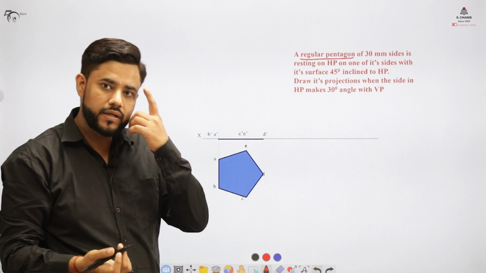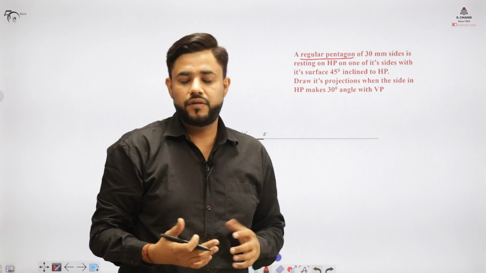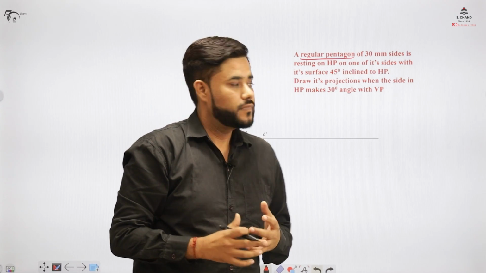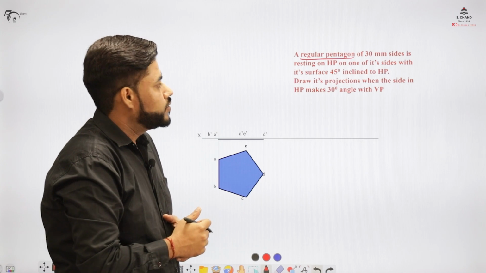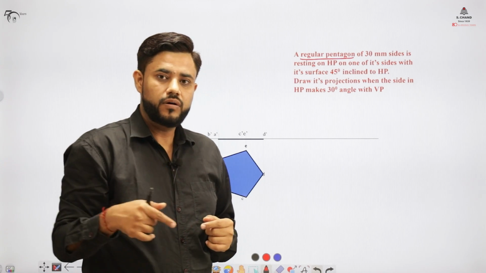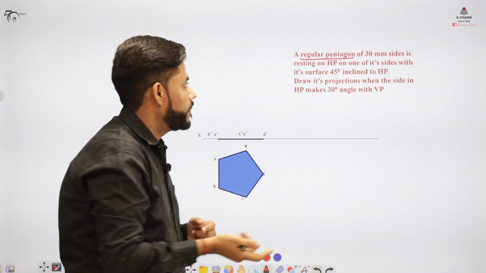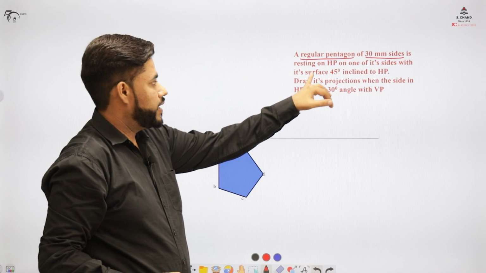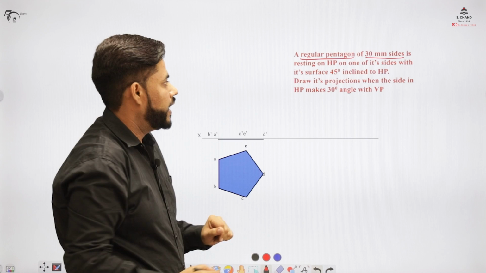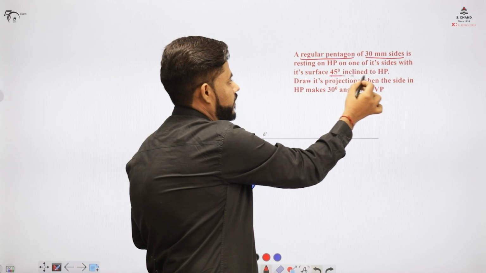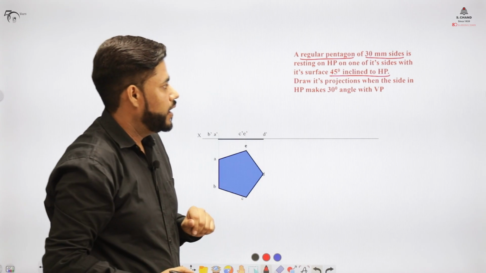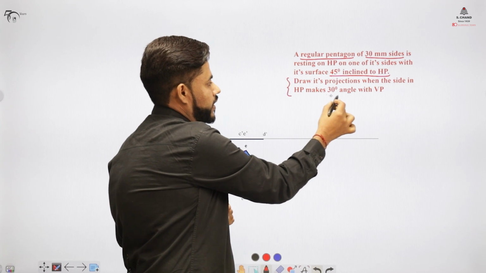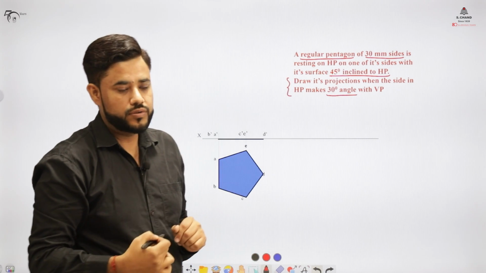A regular pentagon is that kind of pentagon in which all the sides and all the angles are similar or equal. So all the sides are equal to each other, all the angles are also equal to each other. And the side is mentioned, which is 30 mm. The question says that it is resting on HP and its surface is 45-degree inclined to HP. And we need to draw the projection when its side is making an angle of 30-degree with the VP also.